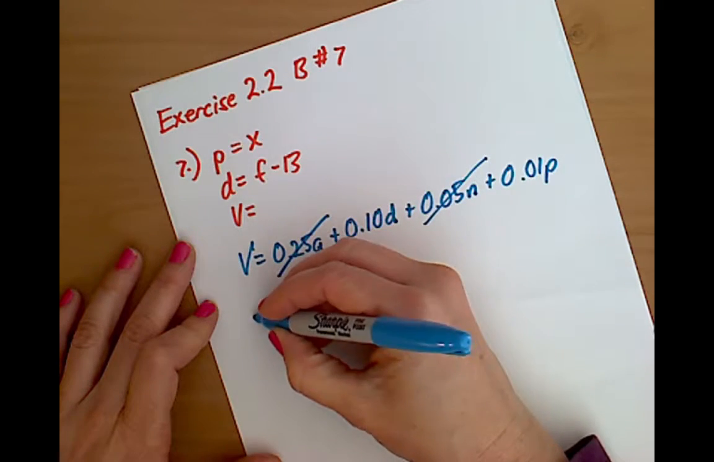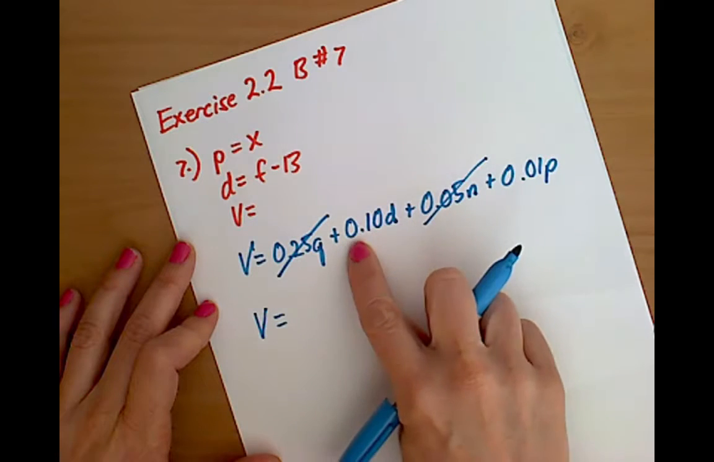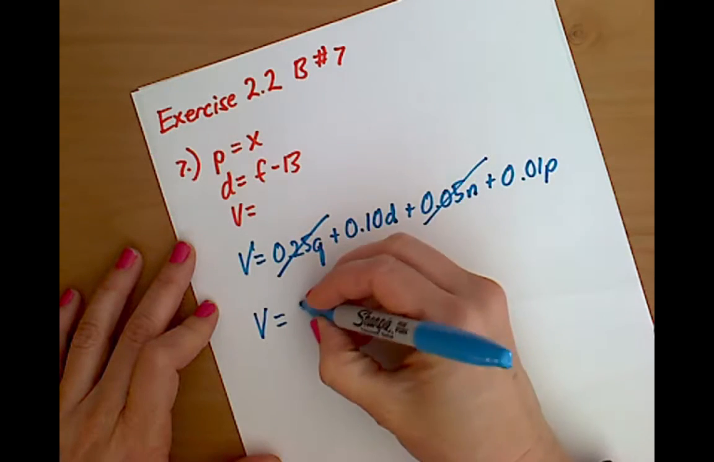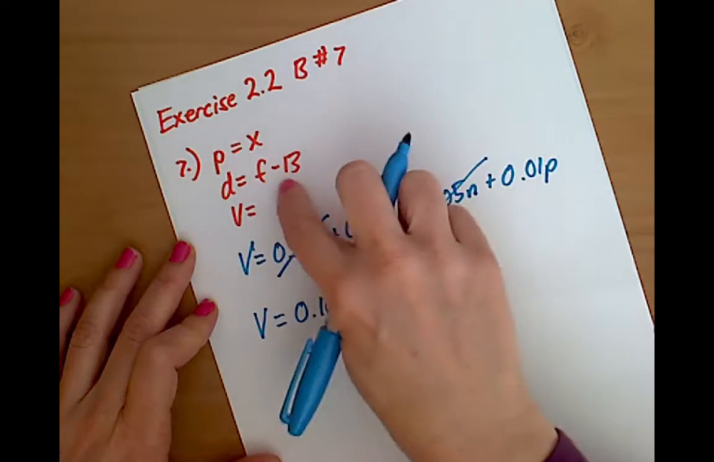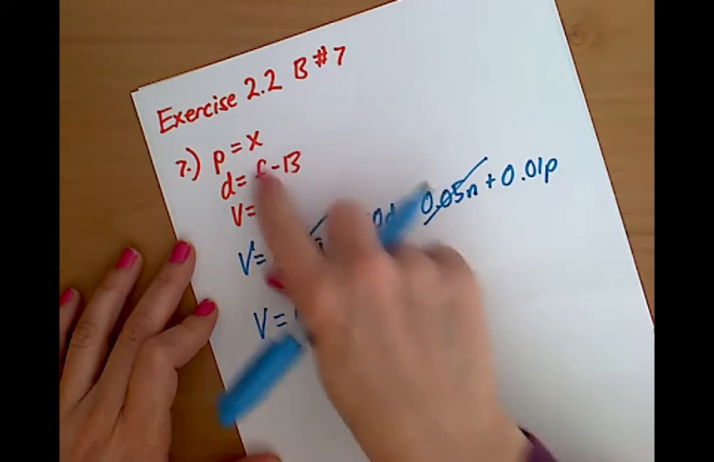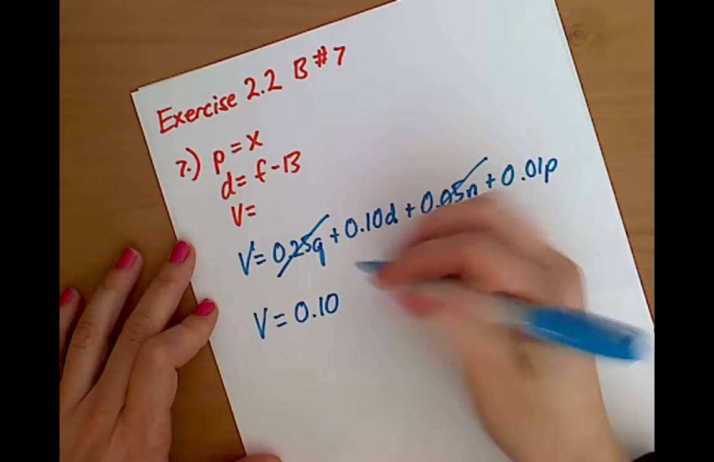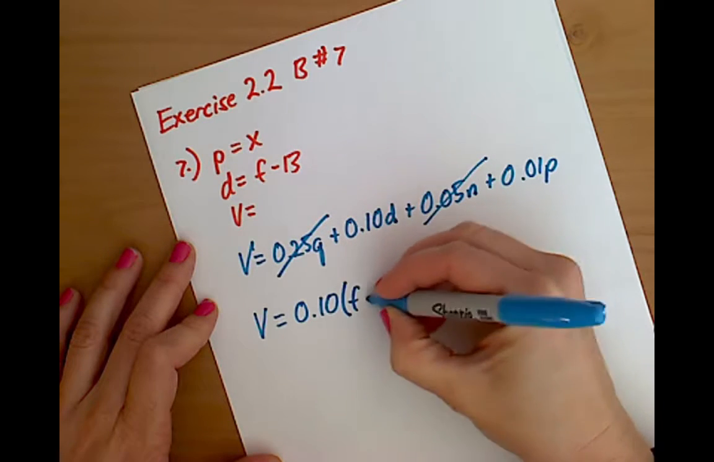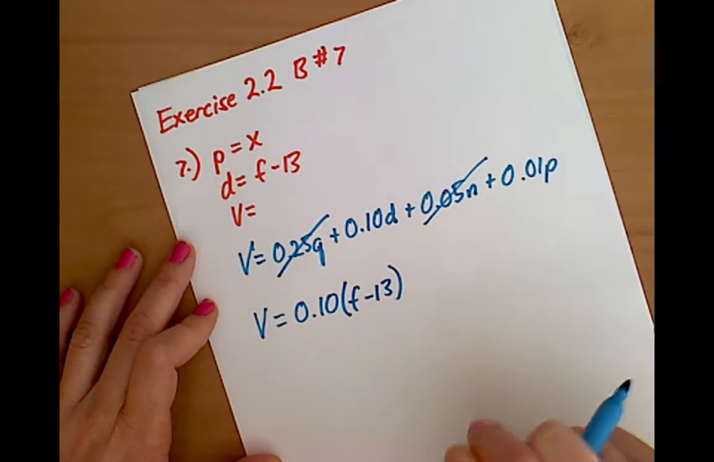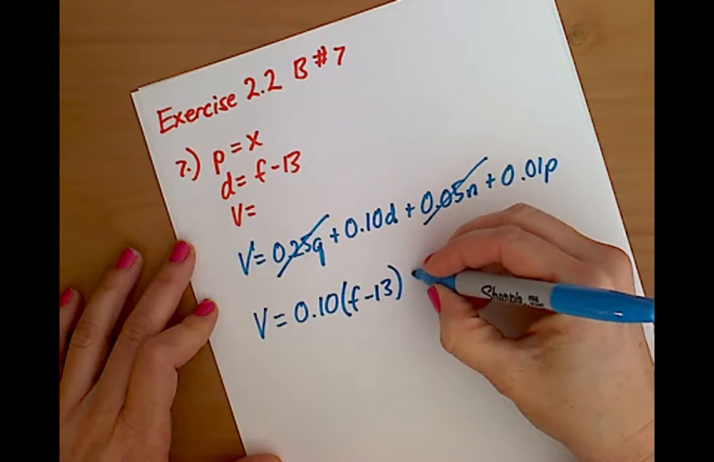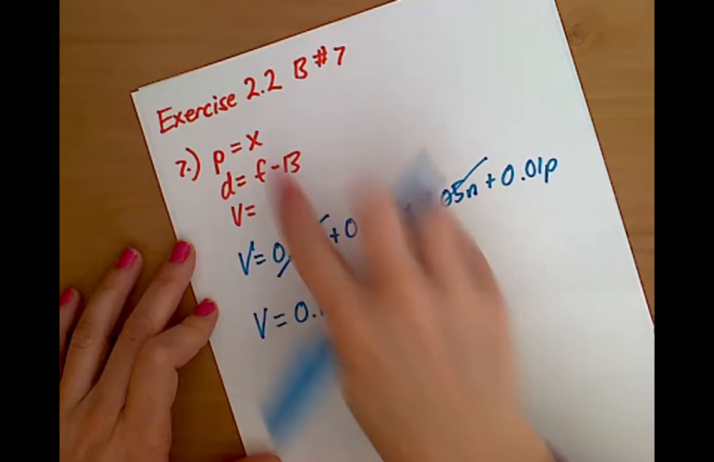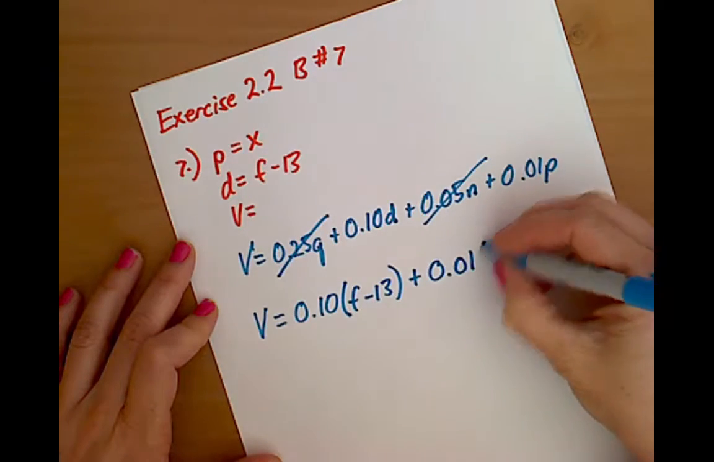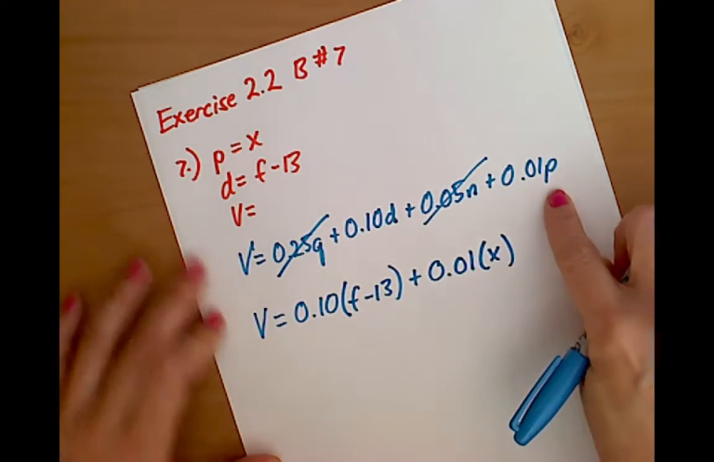So what we have left over is V is equal to 0.10 times D, and our D is f minus 13. Don't worry that this is an expression. We're just going to put it in place of D. So we just write f minus 13 right there, okay? Plus 0.01 times x. x goes in place of P, all right?